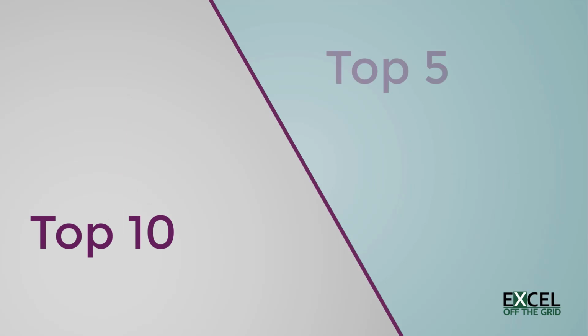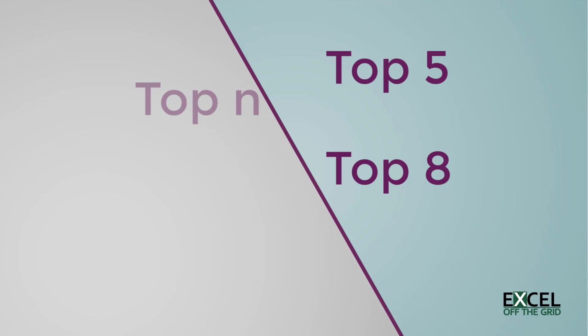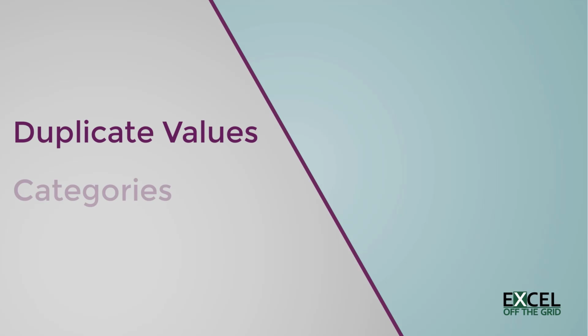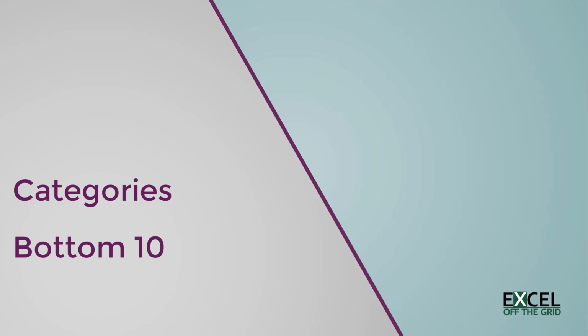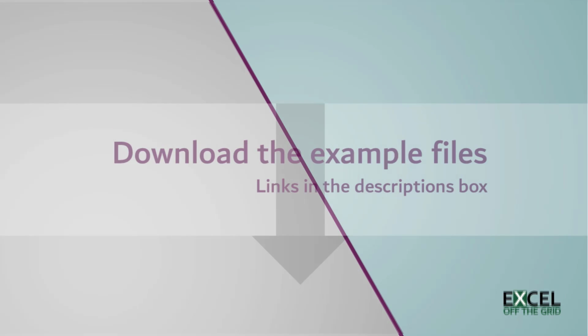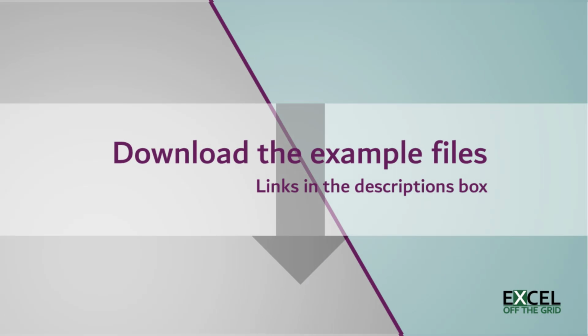And through these methods, you're not restricted to a top 10, but you can create a top 5, a top 8, or any number you choose. Some of the most common formula problems with top 10 lists are dealing with duplicate values, working with categories, and changing it to be a bottom 10 rather than a top 10. Well, don't worry, we're going to cover all of these and they're all included in the example file. And if you want to work along with examples in this video, you can find a link to the example file in the description box below.